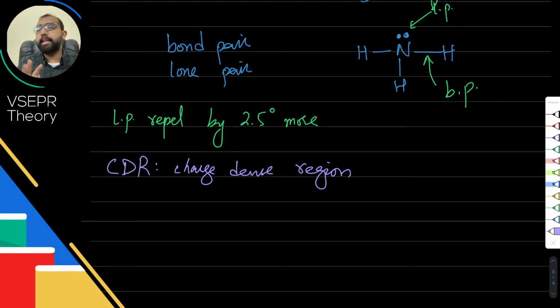अब 4 तरह के charge dense regions होते हैं, CDRs होते हैं. Single line, that's basically 1 pair of electrons. Double line, that's 2 pairs of electrons. Triple line, that's 3 pairs of electrons. And lone pair, they're all CDRs, and each of them is equal to one another except lone pair repels by 2.5 degrees more. ये दो बातें अगर आपको याद है ना, आपके लिए VSEPR समझना बहुत आसान हो जाएगा.